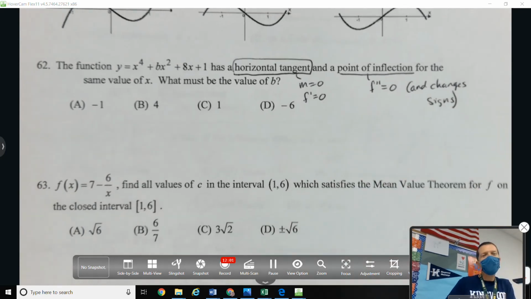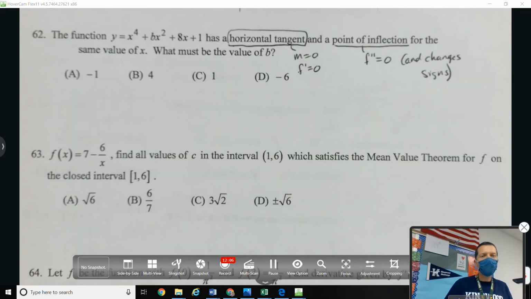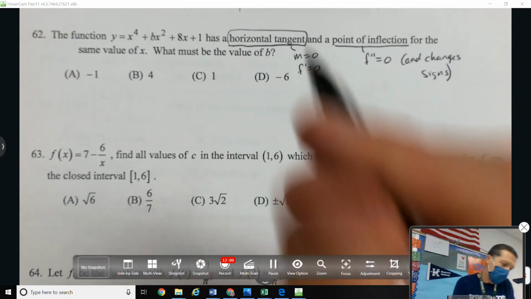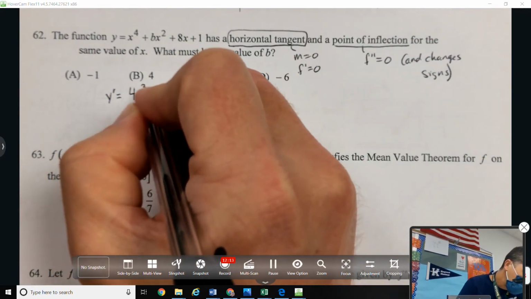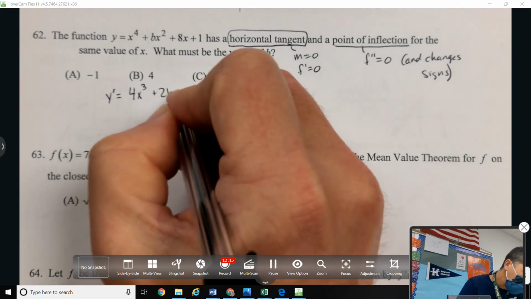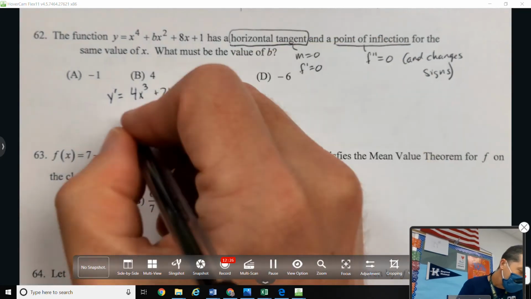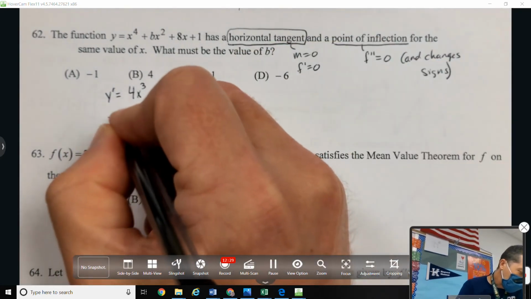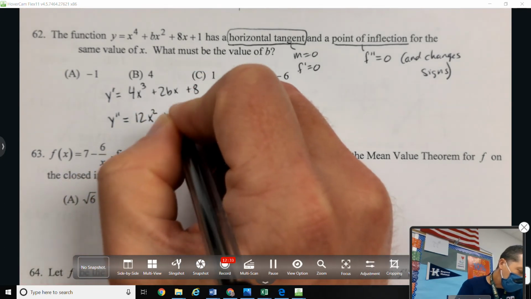Usually the change of sign happens kind of on its own, for the same value of x. What must be b? So y prime is 4x cubed plus 2bx plus 8. I'd set that equal to 0. Yeah, I don't like that 8 in there either. But let's do the second derivative. That might be a little easier to deal with. 12x squared plus 2b.